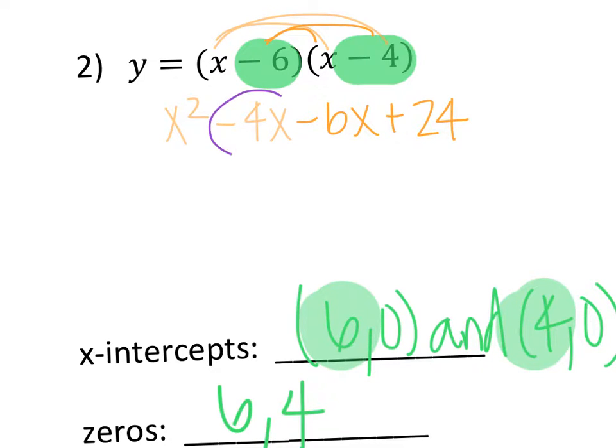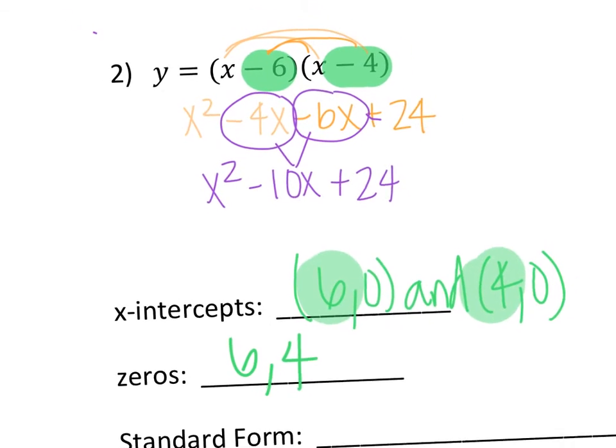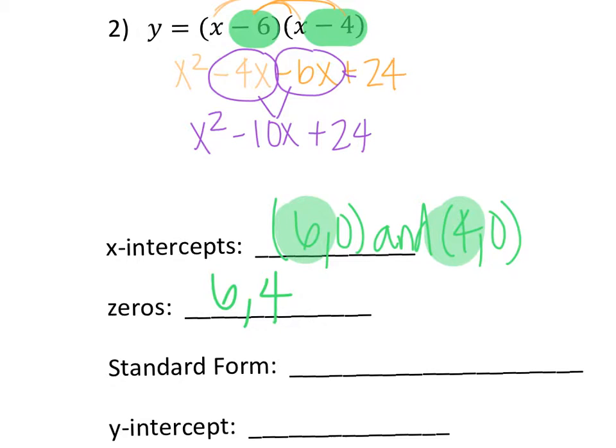I have some like terms. I have negative 4x and negative 6x that I can combine together to give me negative 10x. I'm going to bring down that x squared and bring down that plus 24. So standard form of this equation would be y equals x squared minus 10x plus 24.